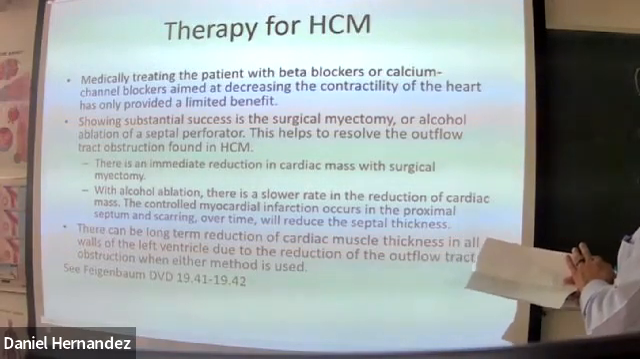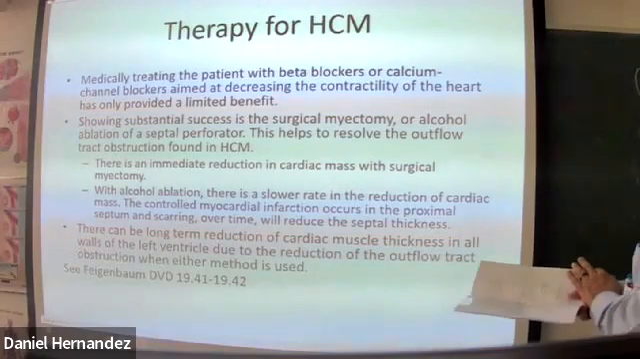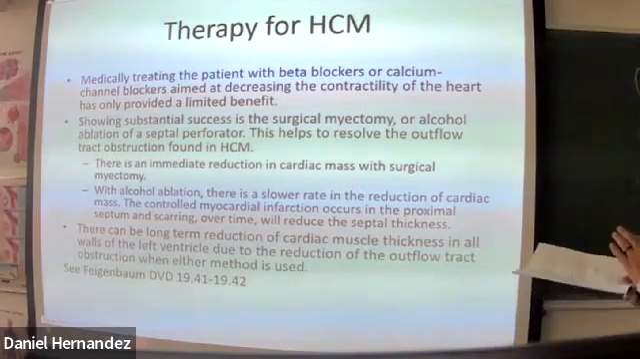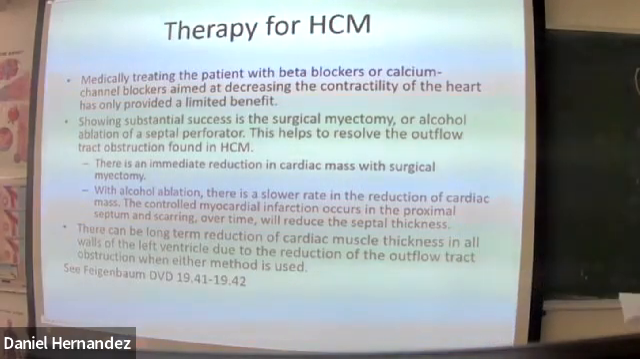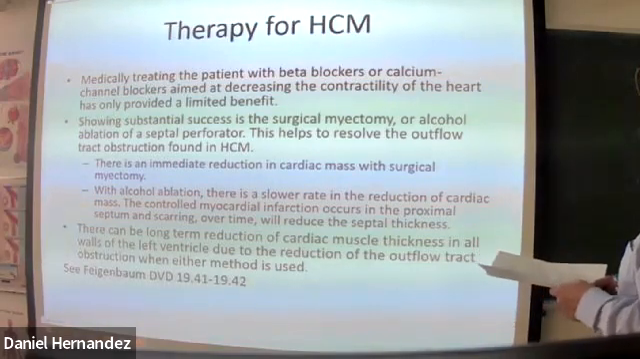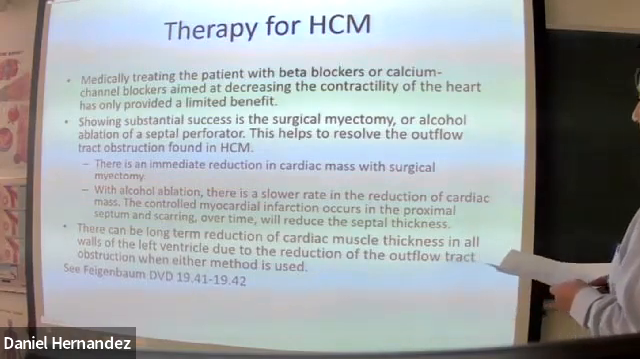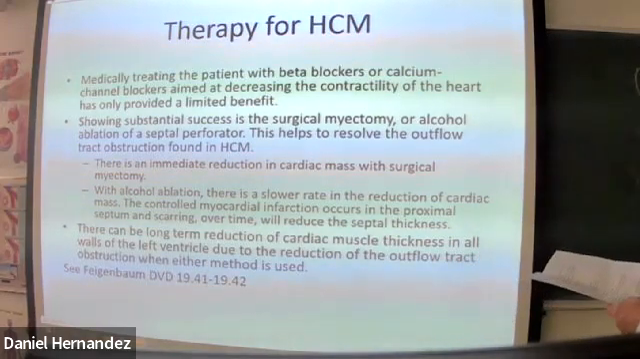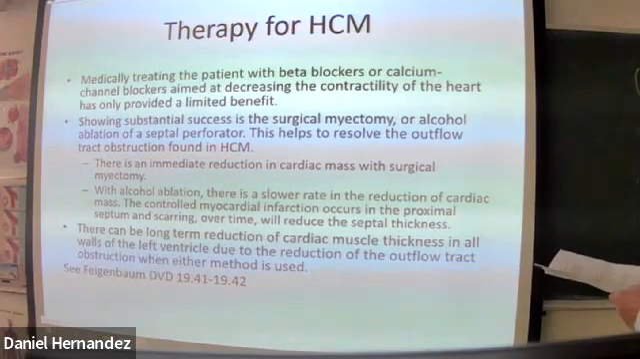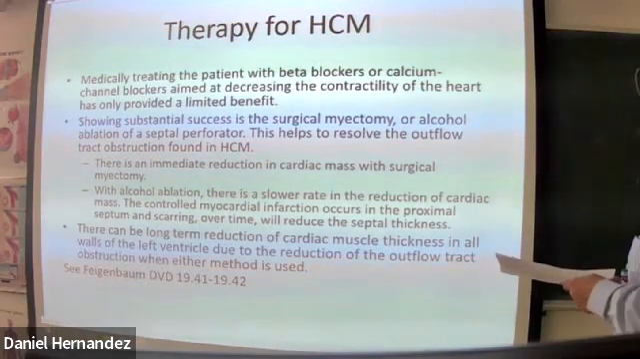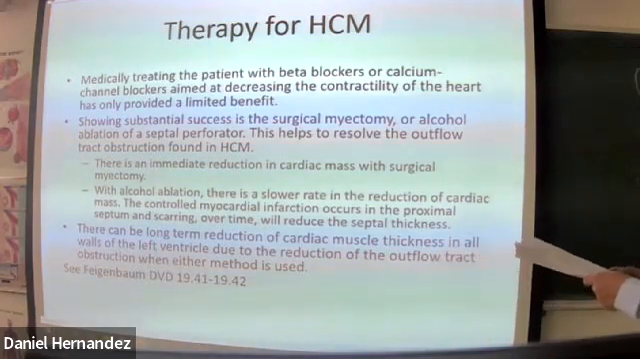There's immediate reduction in cardiac mass with surgical myectomy. With alcohol ablation, there's a slower rate in the reduction of cardiac mass. The controlled myocardial infarction occurs in the proximal septum, with scarring. Over time, this will reduce the septal thickness.